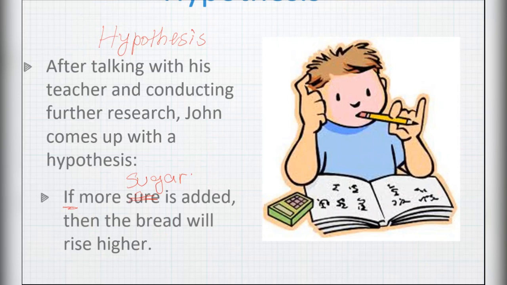John is getting ready to conduct his experiment. And for the experiment, we need what? Variables. Do you remember how many types of variables there are? First one, independent variable. Independent variables are the variables which you can change.